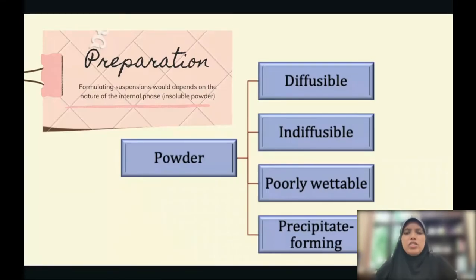To prepare a suspension, first we have to identify the type of powder that we will formulate. As I have introduced to you before, there are different types of insoluble powder that can be classified as diffusible and indiffusible powder, but we also have two other types of powder which are poorly wettable and precipitate forming. But for the purpose of this course, we will only focus on diffusible and indiffusible powder to be formulated as suspension.